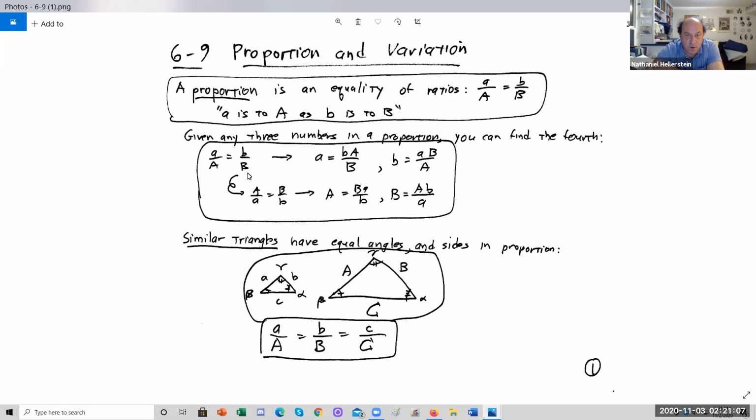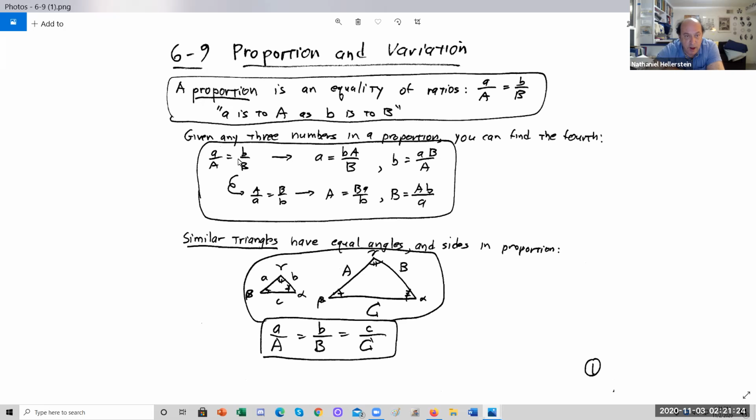Given a proportion, and given you have three of the numbers, you can find the other by solving. For example, little a over big A equals little b over big B. You can solve for little a is big A little b over big B, and little b equals little a big B over big A.